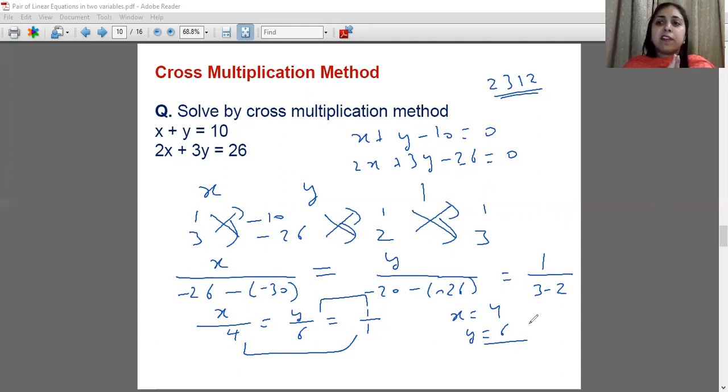You can also solve it with the help of substitution, with the help of elimination, and with the help of graphical method. No issues, no worries at all. You can solve all questions with any method in this chapter, in this topic. Okay, so let's move to the next one.